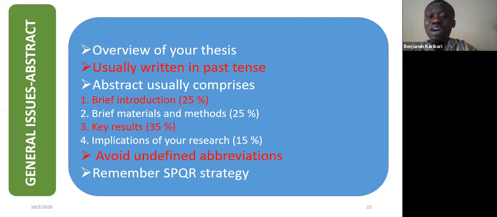Also, in your abstract, you need to avoid undefined abbreviations. You cannot use abbreviations which have not been defined or which are not internationally accepted, because don't assume that anyone reading your thesis is familiar with those abbreviations. So you need to define abbreviations. Also, as I said, we need to remember the SPQR strategy in your abstract. What are some of the things that you did that help to overcome the problems in other people's work? What are some of the questions that you are asking, that you are developing a strategy to help us get responses to the questions that you raise in other people's work?